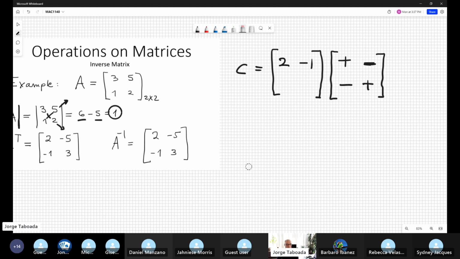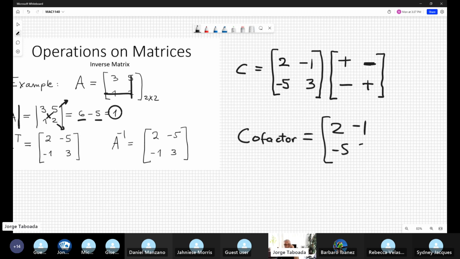What is the cofactor 2, 1? I delete 2, 1. It's 5, but a negative 5. And finally, the cofactor 2, 2, you delete this and this is 3. It's positive 3. So capital C is the cofactor matrix. It's super easy. It's 2, 1, negative 1, negative 5, and 3.